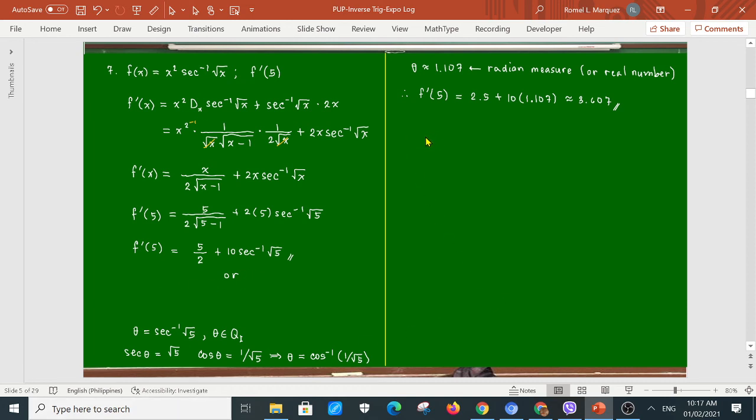Next set that we're going to have: derivatives of logarithms and exponential functions. Guys, you have to review properties of logarithms, properties of exponents. Okay, guys?